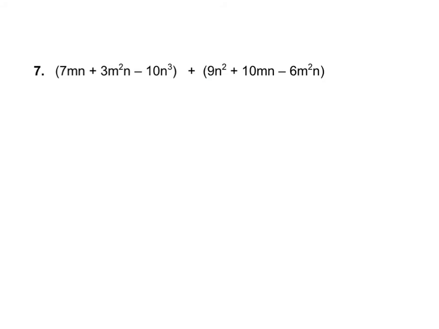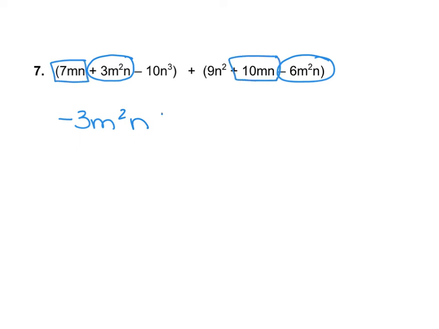All right, so for our next example, you have to find the variables that match. So I'm going to start with my 3m squared n, and I'm going to combine that with negative 6m squared n. So I'll have negative 3m squared n, and then we've got this 7mn, and that can be combined with the 10mn plus 17mn.